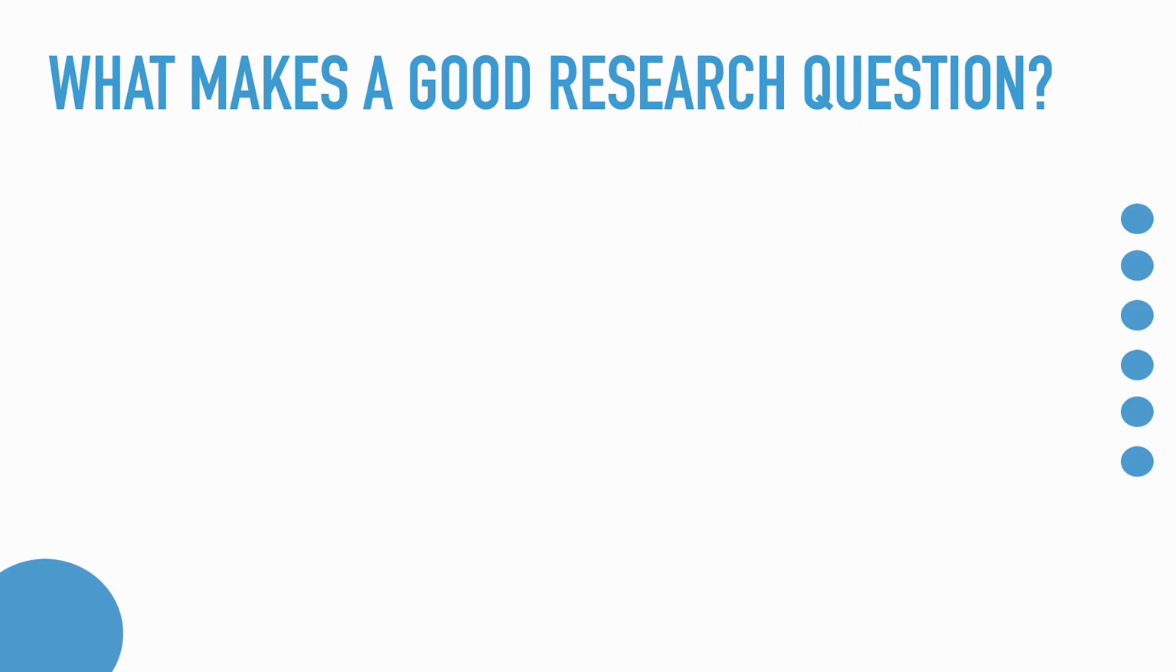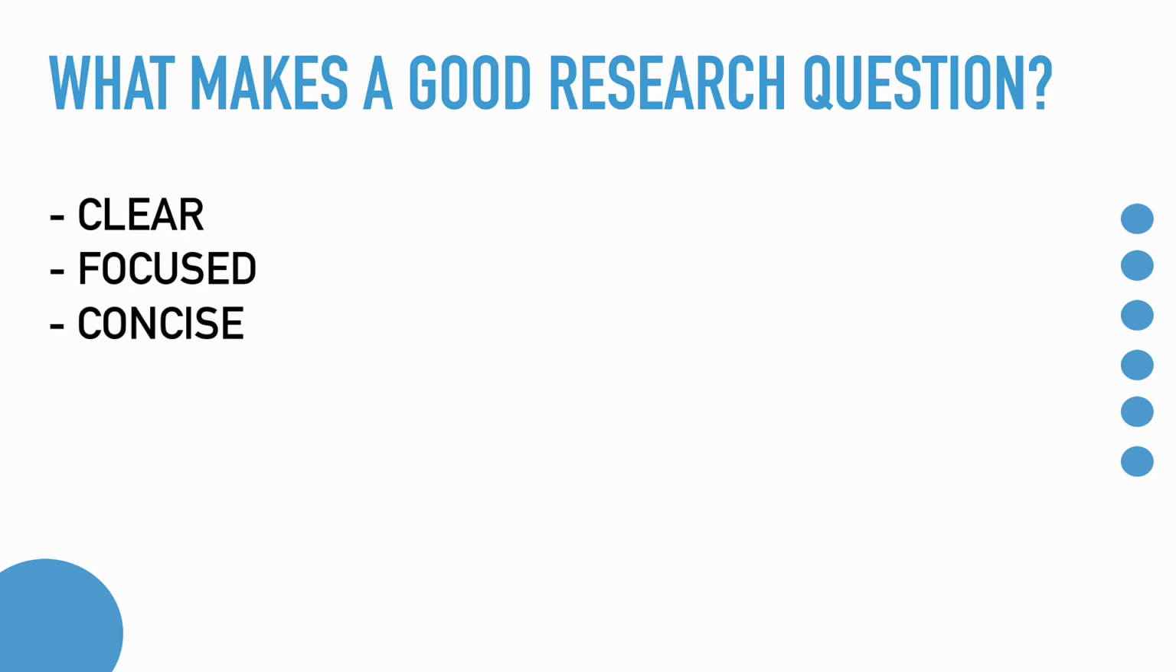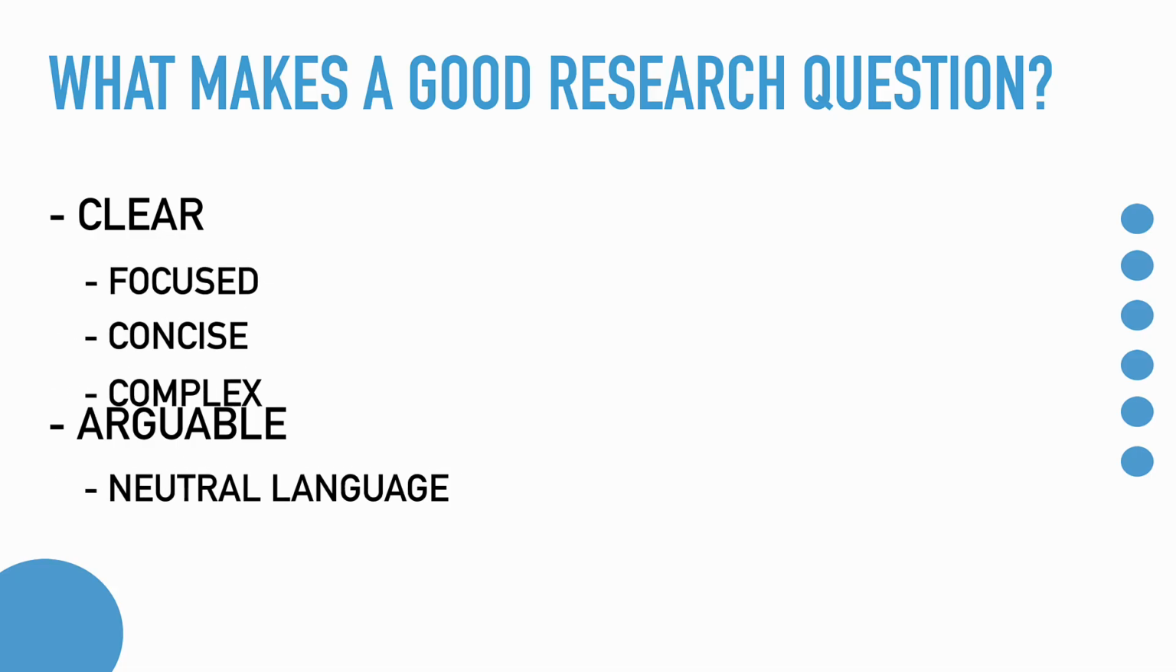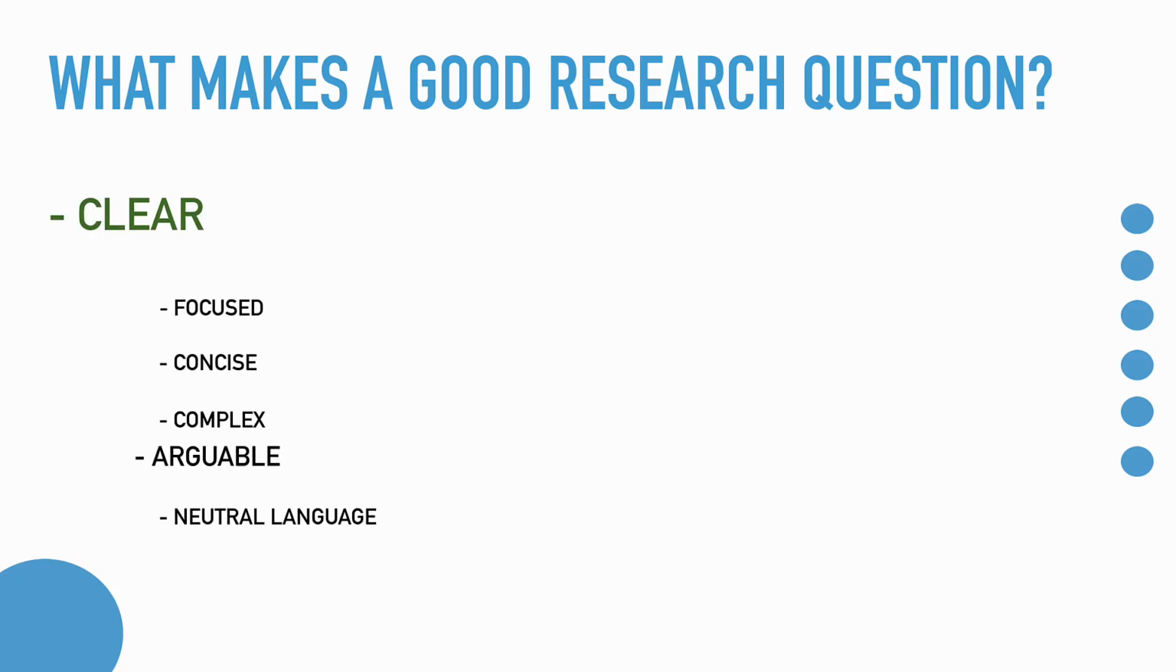According to the Writing Center at George Mason University, a good research question is clear, focused, concise, complex, and arguable. A good research question should also contain neutral language so that you can minimize bias. If a question is clear, it means that it can be easily understood by any reader regardless of their knowledge level about the research topic.